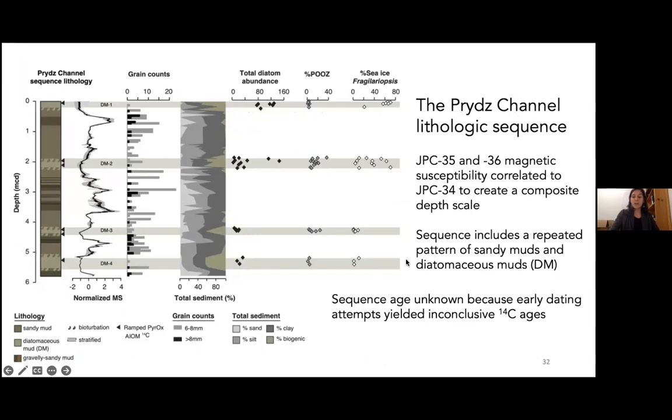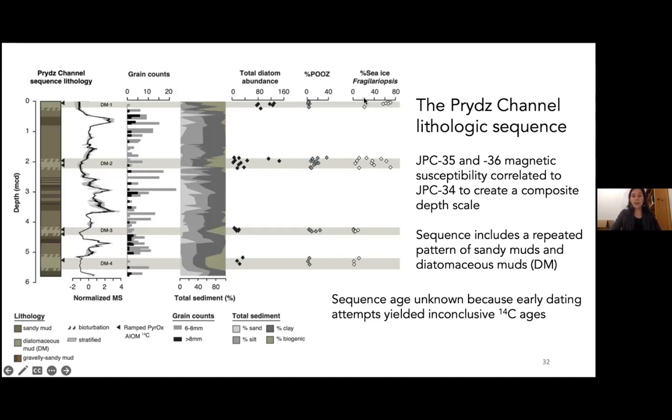So the sequence includes a repeated pattern of sandy muds and diatomaceous muds. You can see that here in the lithlog, as well as the normalized magnetic susceptibility. And to give you an indication of how this shows up in the total sediment, we can see that there are higher percentages of biogenic sediment in these diatomaceous mud units. We're calling them DM units.